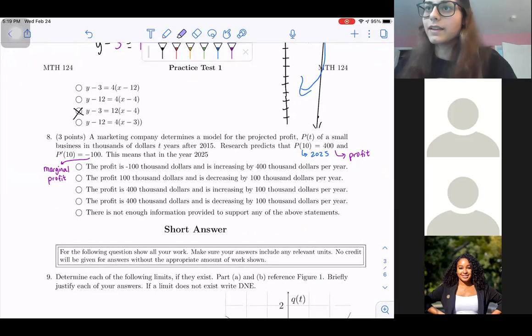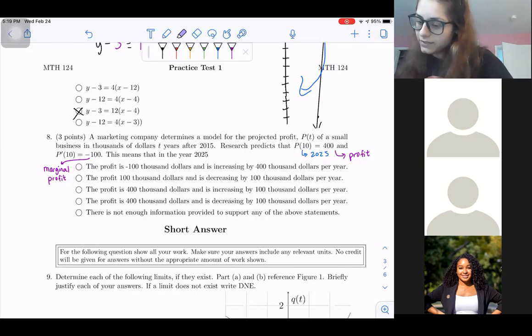So, okay, let's get into it. We know that P of T is profit, right? The derivative of P of T is marginal profit. Like I said before, with the revenue function, R of T is revenue, R prime of T is marginal revenue. Just remember that the derivative of those business terms is going to be the marginal version of whatever the term was.